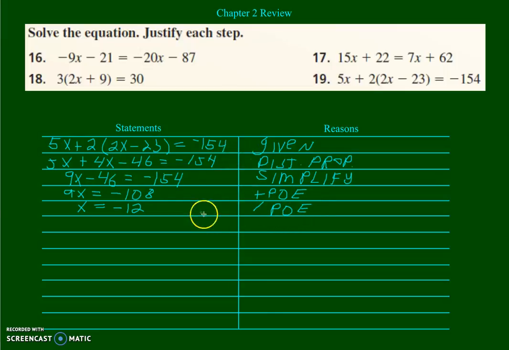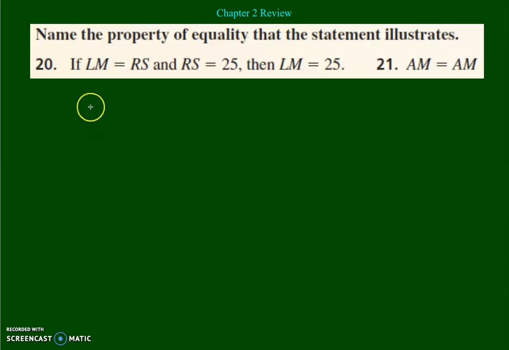This is an example of a simple 2-column proof to justify our steps. Statements on the left, reasons on the right. And let's move on to problem 20. In problem 20, we're asked to name the property of equality that the statement illustrates. So in this case, we have if LM = RS and RS = 25, then LM = 25.